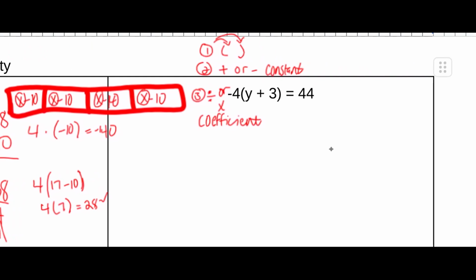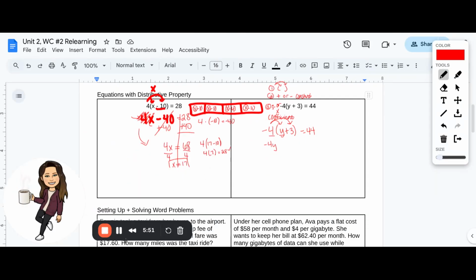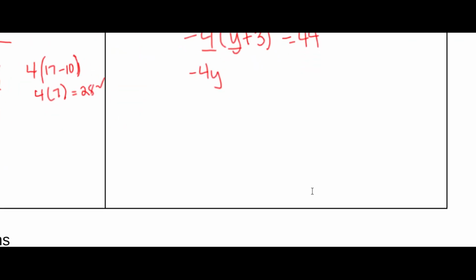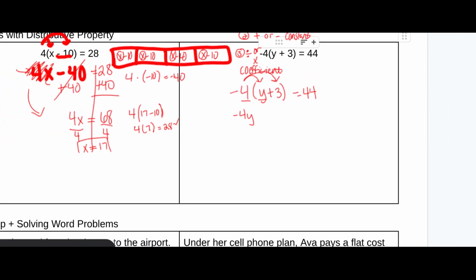All right, next one, we have -4 times (y plus 3) equals 44. So we're going to do -4 times y and then -4 times positive 3. I feel like we're all getting really good at putting those first two together. We are struggling with... all right, so let's keep going.